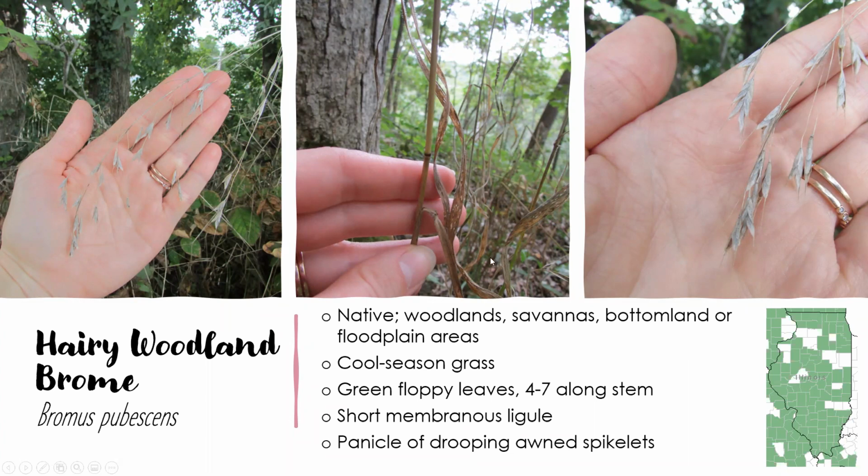The hairiness of the leaves and stem is variable. So in this specimen I found, it did have hairy leaves and a hairy stem, but that doesn't hold true for all of them. It does have a short membranous ligule and a panicle of drooping awned spikelets. Okay. There are a couple other bromes that are similar, but they have more leaves per stem. So 5 to 15 leaves per stem. So that's how you'd be able to distinguish this one from those two.